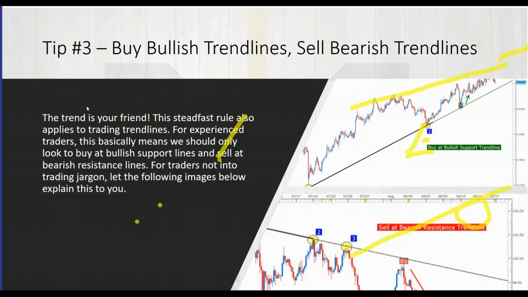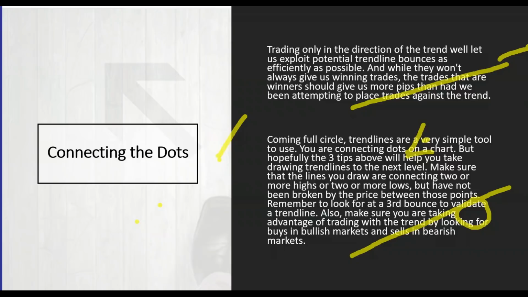And you want to buy bullish trend lines, in other words, buy or trade with the trend. When price is moving up, you want to buy. When the trend line is moving down, you want to sell.